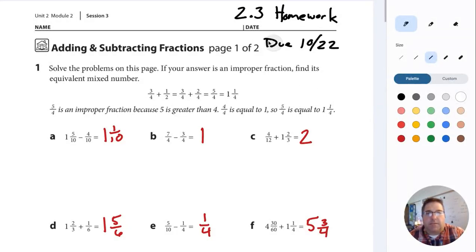Alright guys, let's take a look at our homework for 2.3, and I'll go ahead and erase the date for future recordings. Anyway, 2.3 homework, here we go.